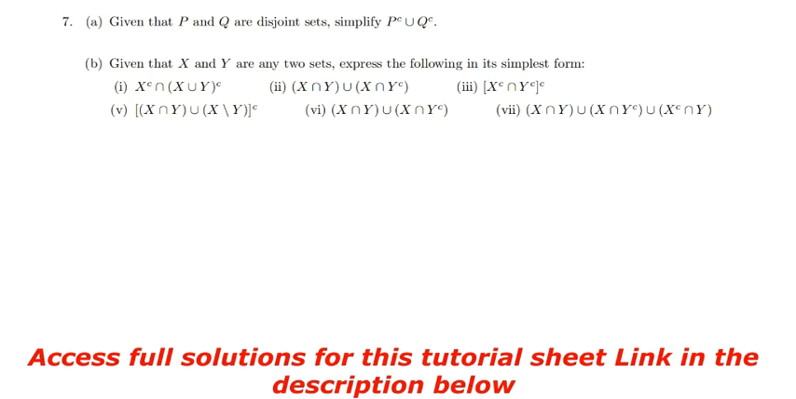Then the second part, which is part B, saying given that X and Y are any two sets, express the following in its simplest form. So we are supposed to simplify these sets and leave them in their simplest form. So the first part is saying X complement intersection open X union Y complement. So remember that X to that is the same as X complement. I'm very much used to using that complement than this C because I can confuse this C with a particular letter. So let's simplify this.